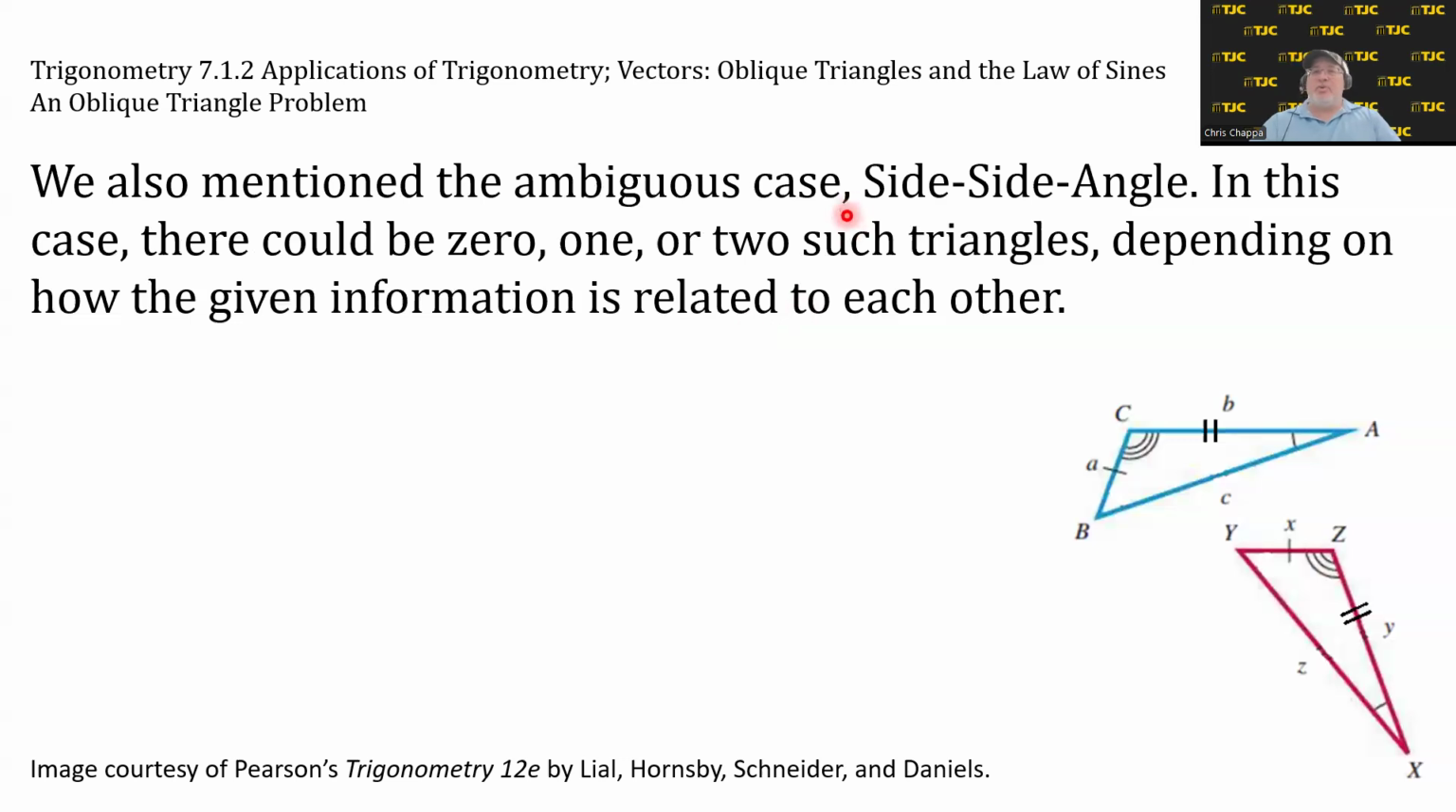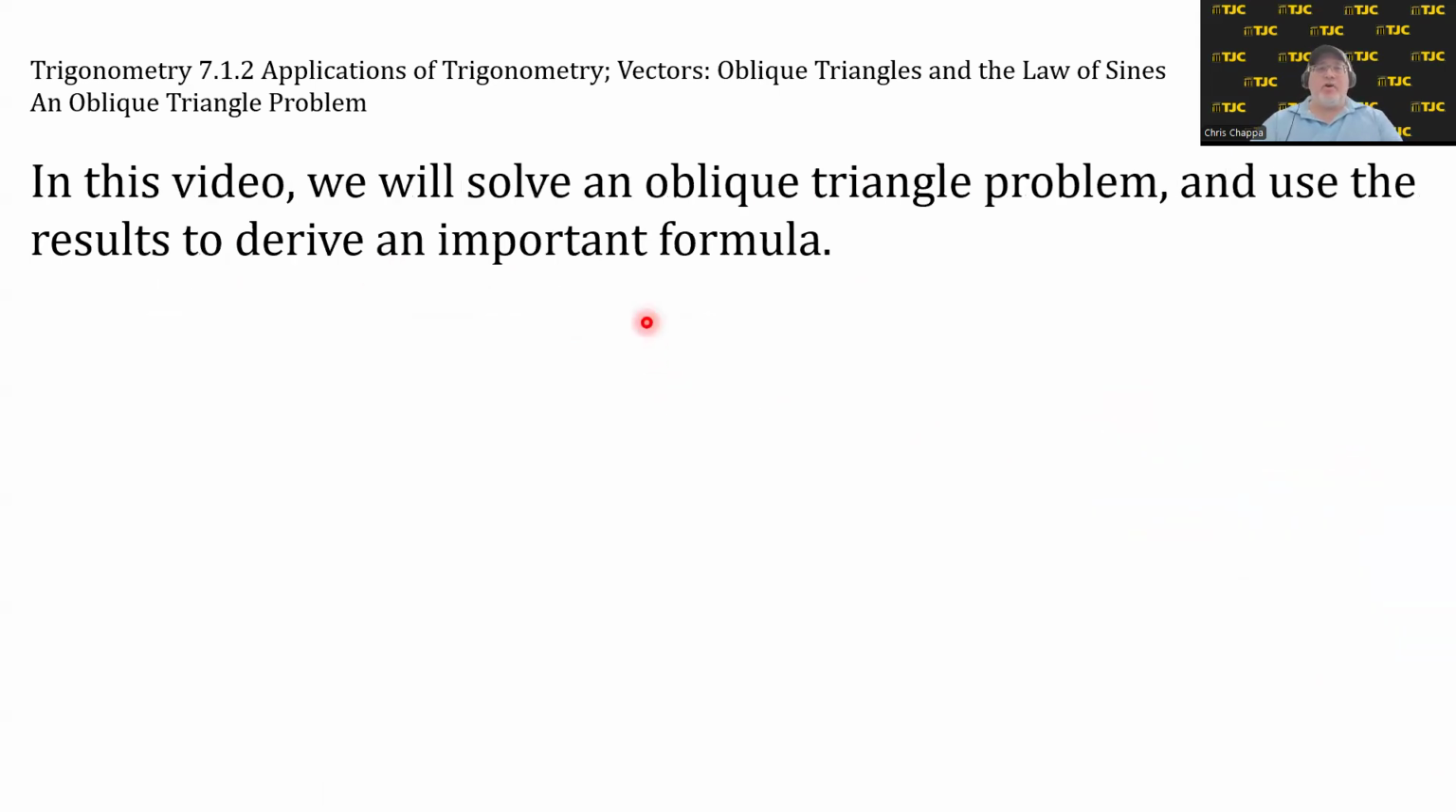We also mentioned the ambiguous case of side-side-angle. In this case, there could be 0, 1, or 2 such triangles, depending on how the given information is related to each other. In other words, if we have two sides that are congruent and an angle not between them, we can't draw any conclusions yet. In this video, we will solve an oblique triangle problem and use the results to derive an important formula.